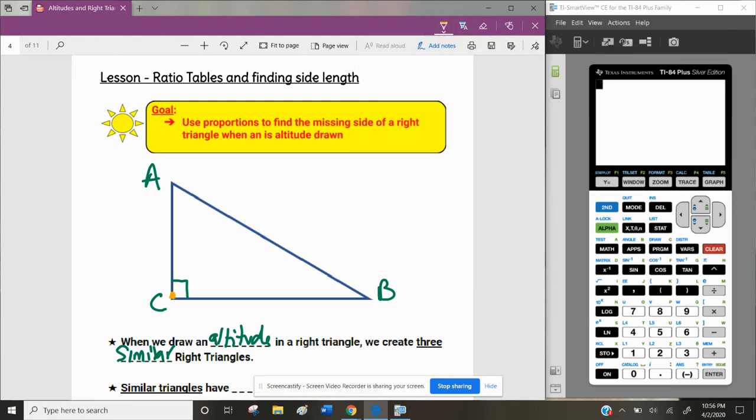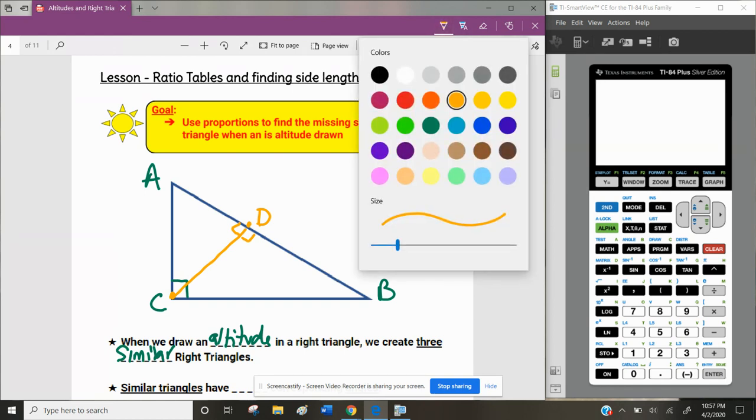I'm going to draw my altitude from C perpendicular to the opposite side. You're going to see how that looks. And here is the point. All right, so I have created three right triangles. Each of the triangles that I have created has a right, or 90-degree, angle in it.